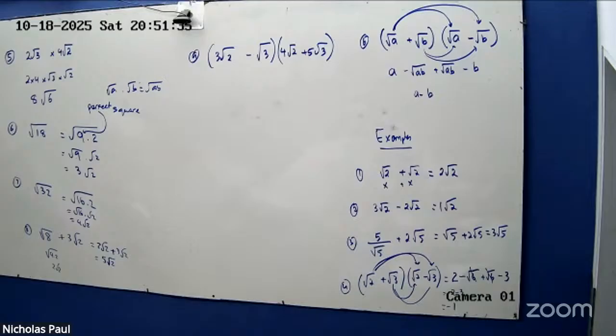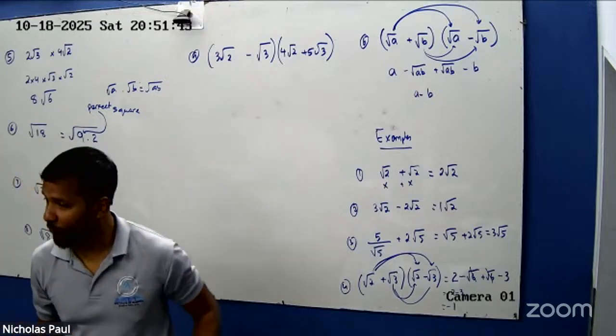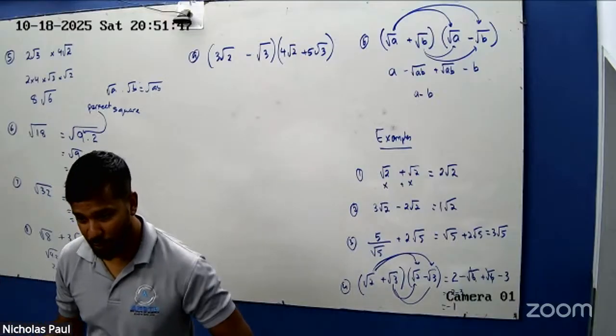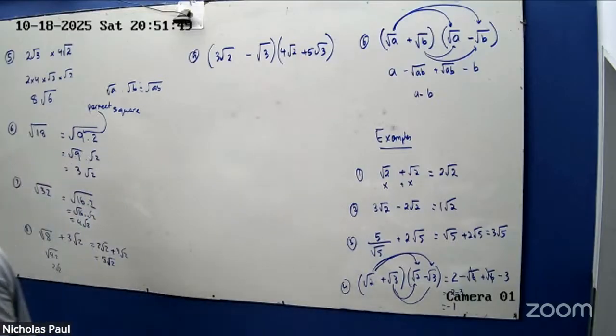Let me see if you make that. Right, don't forget root 2 by root 2 is 2. Root 3 by root 3 is 3, right? Okay, we have 2 minutes again.